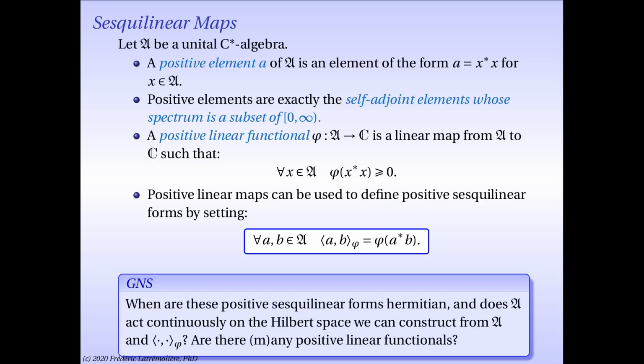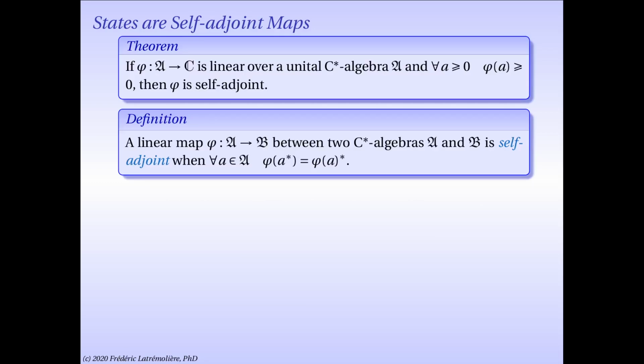Those are the questions that we are going to answer in this lecture, which we conclude actually with the proof that any unital C-star algebra is star isomorphic to some C-star subalgebra of the C-star algebra of bounded linear operators on some Hilbert space. So I'm going to first prove that my sesquilinear forms are indeed Hermitian, and to that end I'm really going to prove that positive linear functionals over unital C-star algebras are self-adjoint, in the sense that a linear map between two C-star algebras is self-adjoint if it intertwines the adjoint operations.